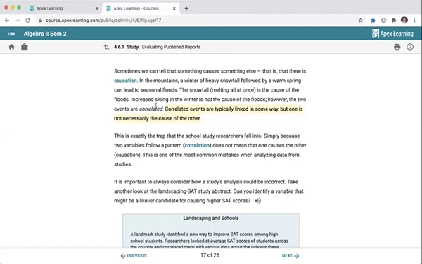So the example they gave here was snowfall melting all at once and causing floods. Increased skiing in the winter is not the cause of floods. However, the two events are correlated.